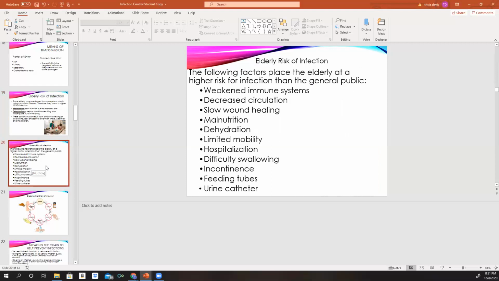The following factors also put the elderly population at a higher risk for infection than just the general population like you and I. They have weakened immune systems, decreased circulation, definitely slower wound healing, malnutrition, and dehydration, which we talked about. They have limited mobility. Hospitalizations can increase their risk. Difficulty swallowing, incontinence, feeding tubes, and then urine catheters. Urine catheters are huge.